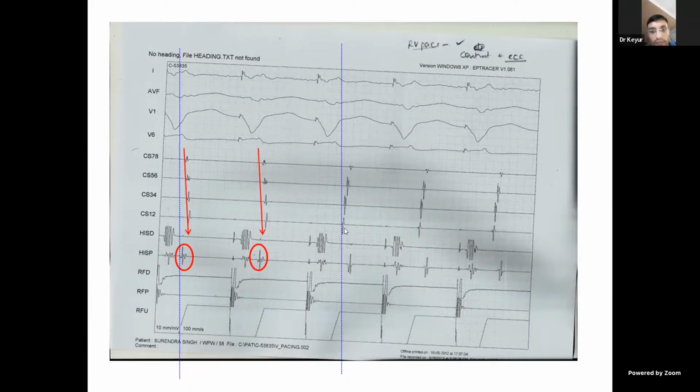So which pathway? Sir, the distal his is getting activated earliest. So again, this is nodal, and this is CS12 is early. So which side is the pathway? Left side, sir. Left lateral. Yes, sir.